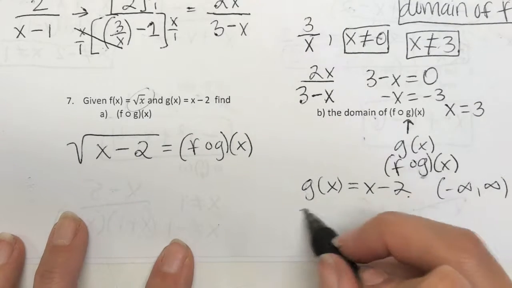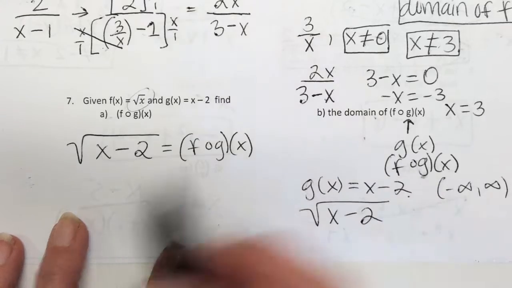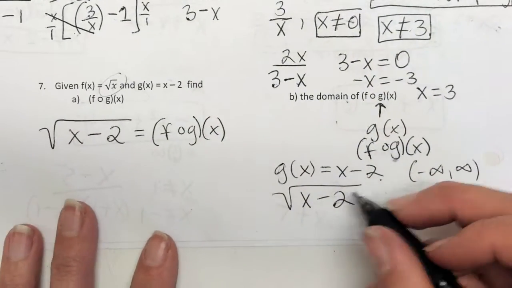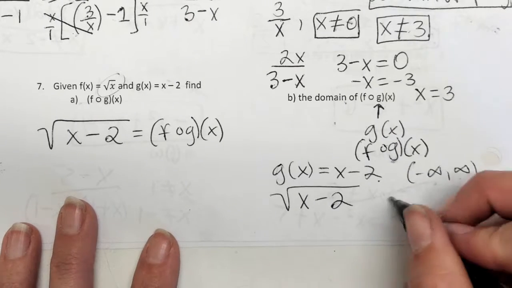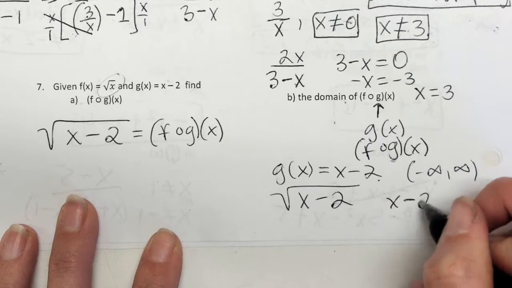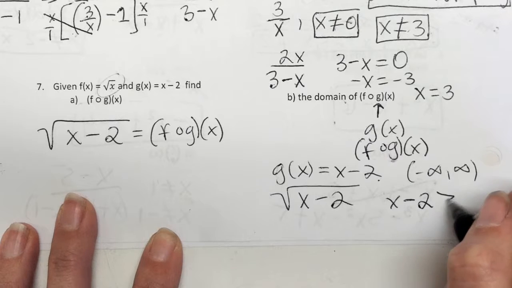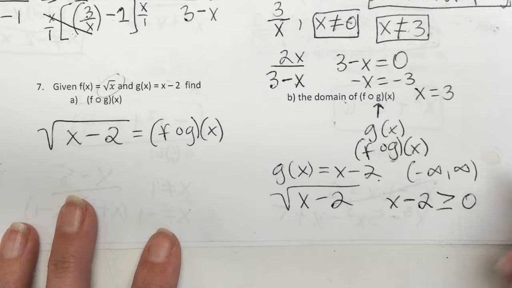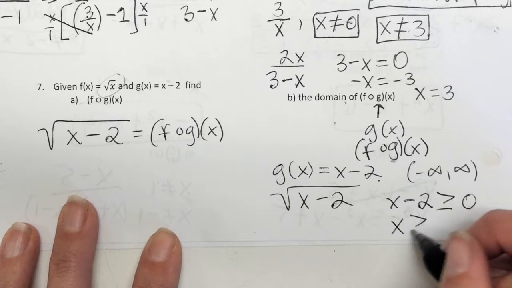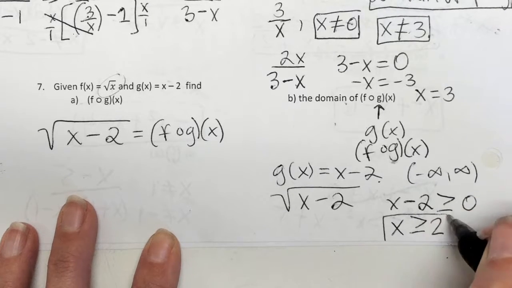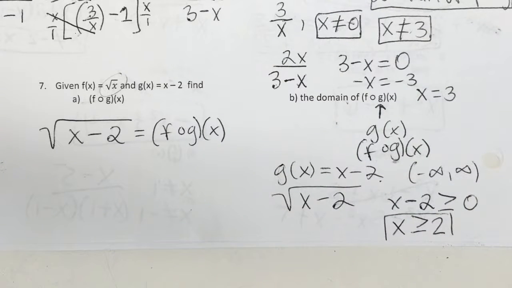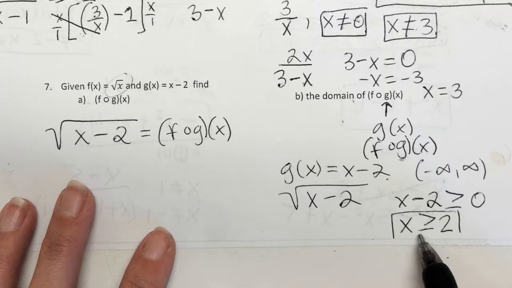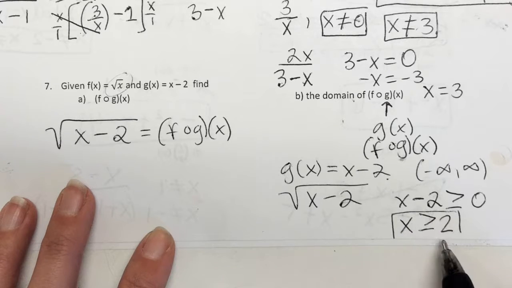Okay, now let's find the domain for square root of x minus 2. That's f of g. So we know that underneath the radical we can't have negative numbers. So whatever's under the radical, which is x minus 2, has to be greater than, or it can be equal to 0. It just can't be less than, because then it would be negative. So solving for x, we have x has to be greater than or equal to 2. So this is the domain. X can be any number except the ones that are less than 2.